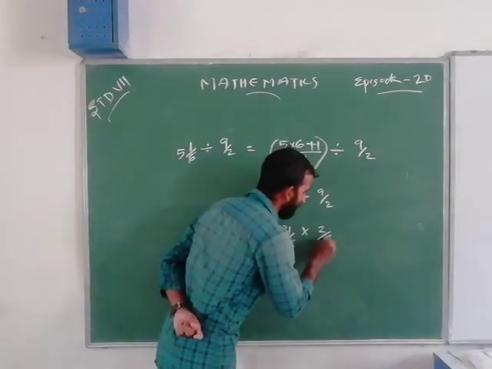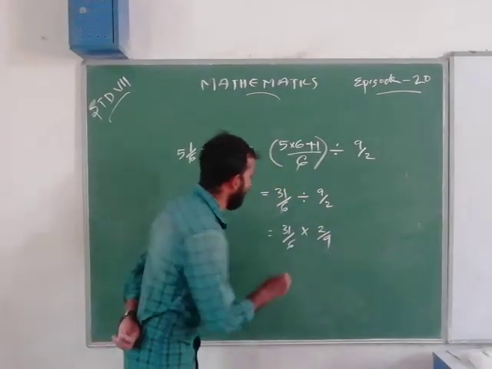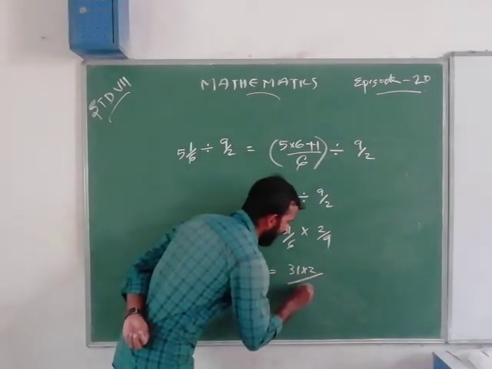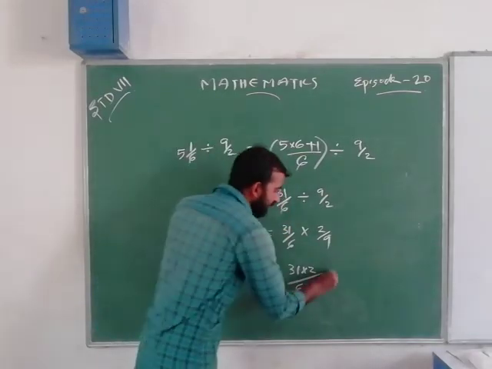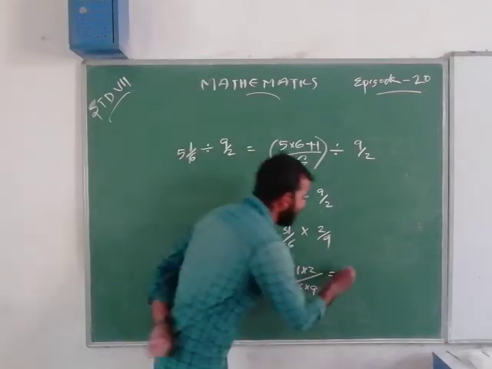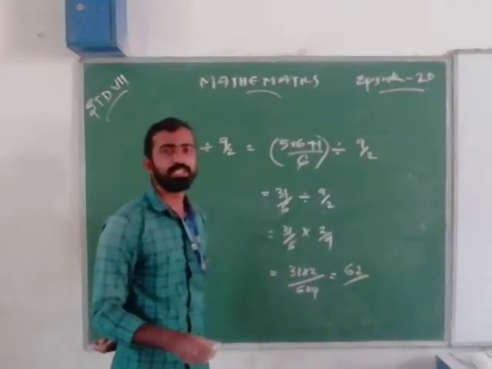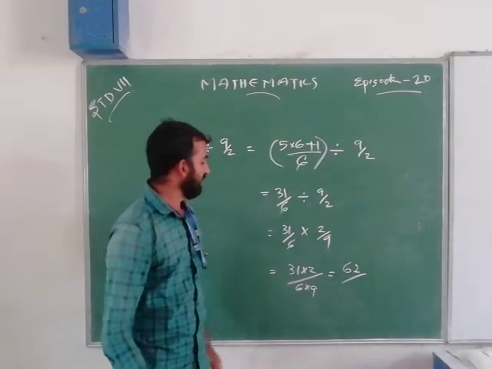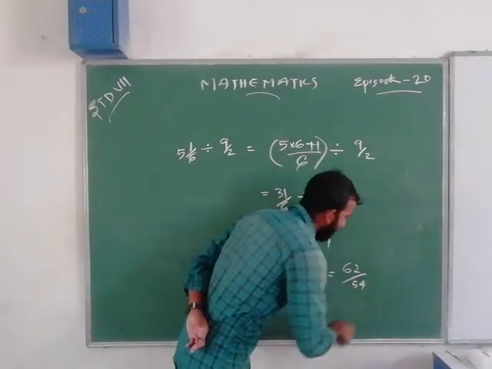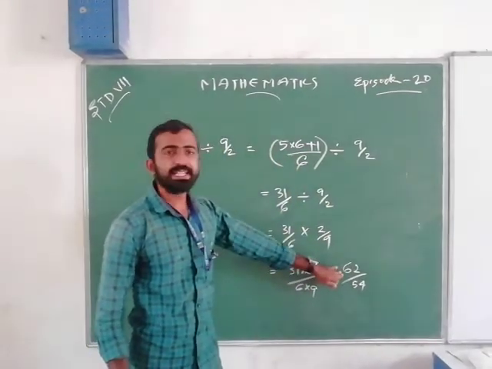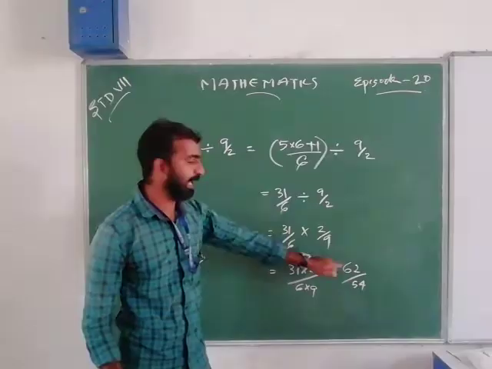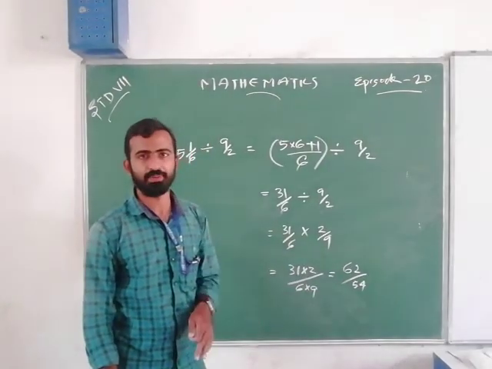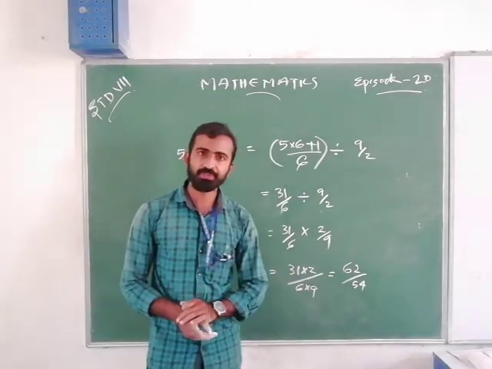So we can write 31 into 2 divided by 6 into 9. 31 into 2 means we get 62. Is it? Yes. And 6 into 9, what we get? That is 54. This is an improper fraction. Why? Because numerator is bigger and denominator is smaller. Is it? Yes.